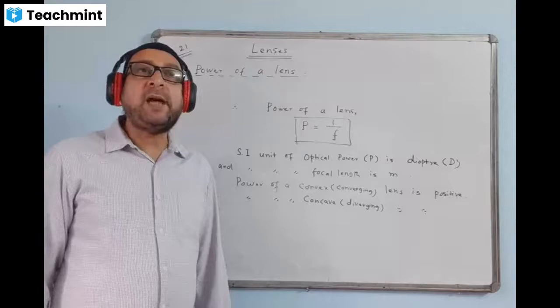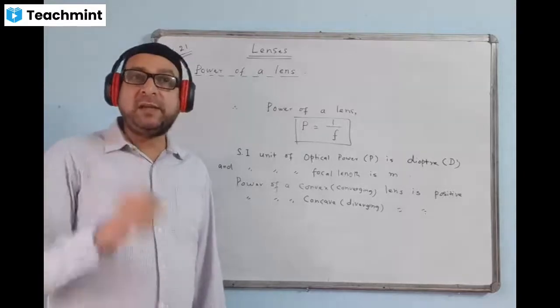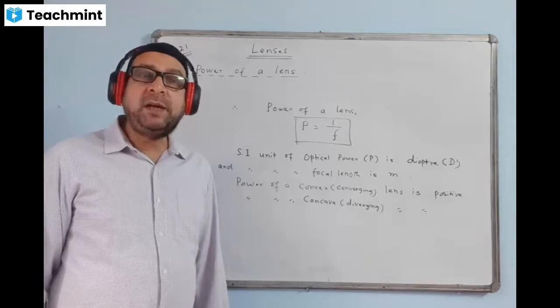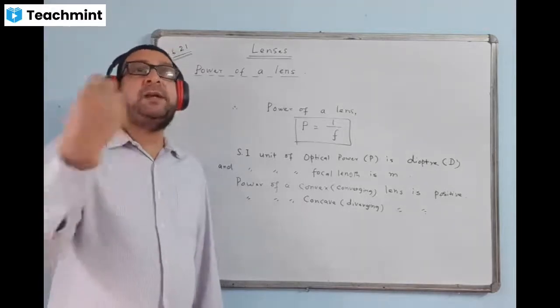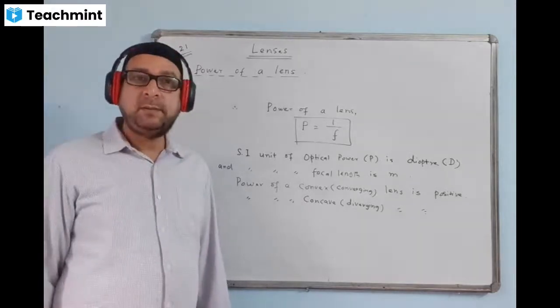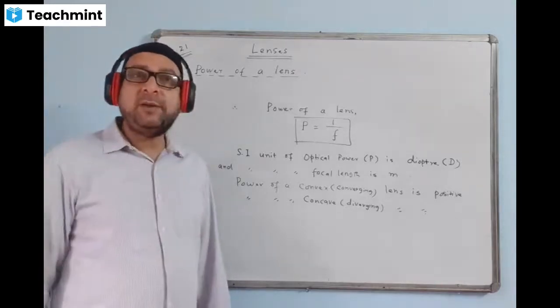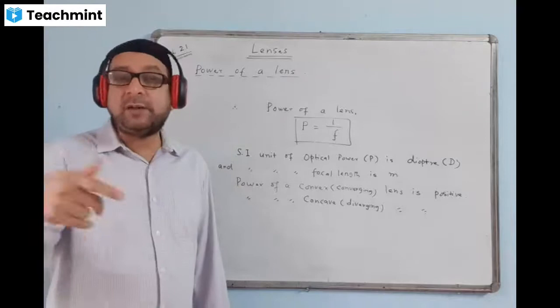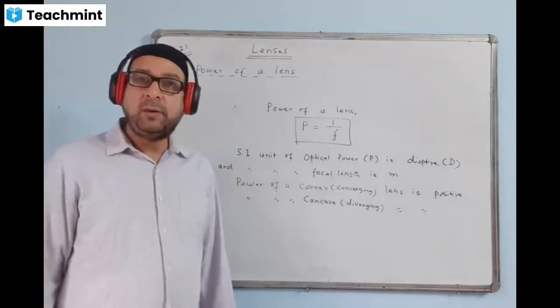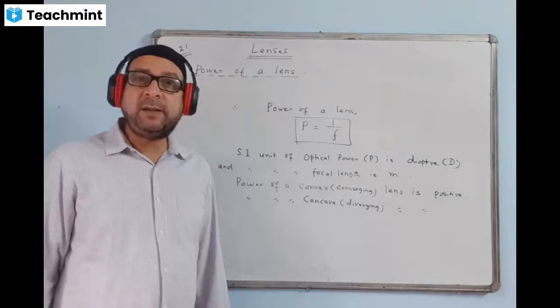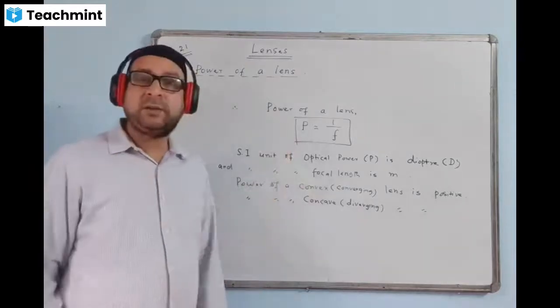This question comes: what happens to the focal length of a lens when it is immersed in water or in any denser medium as compared to air? From air to water, the focal length will be more. We say in water, the focal length will be more. In the denser medium, the focal length will be large. Why will it be large? Because power will be less.